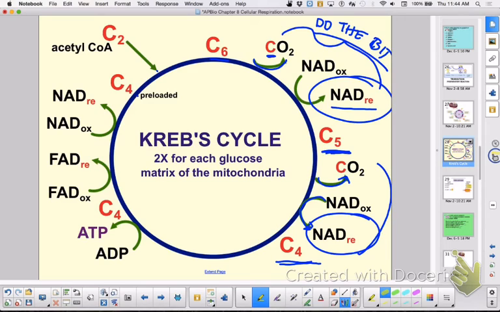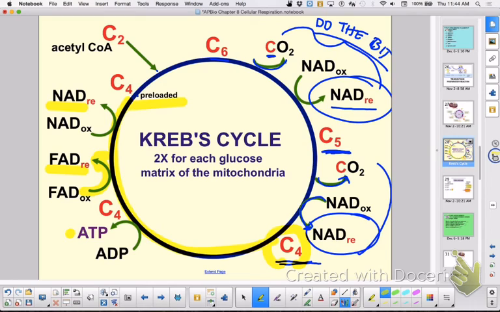Okay, look what's happening here. I see a little substrate level phosphorylation. And what are we making right here? ATP. We're going to reduce an FAD. Reduce an NAD. Now notice we kept our C4 in this, right? The whole time through. Now it's preloaded.